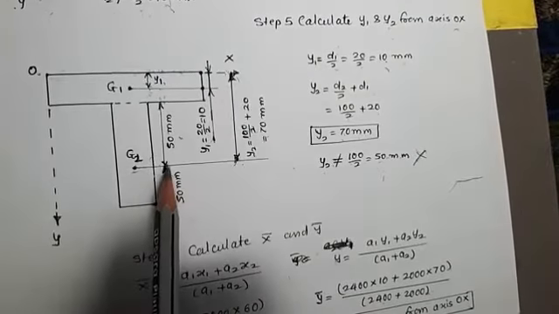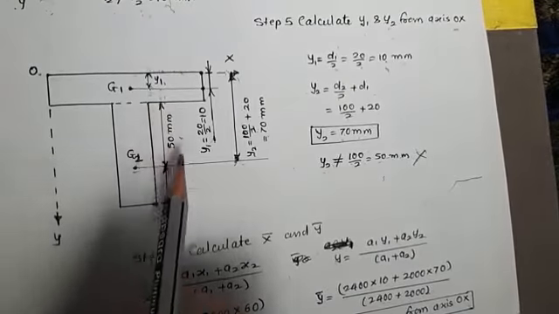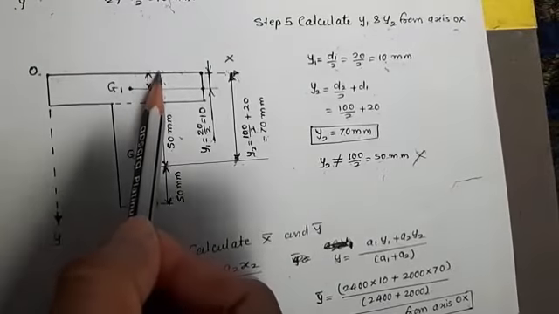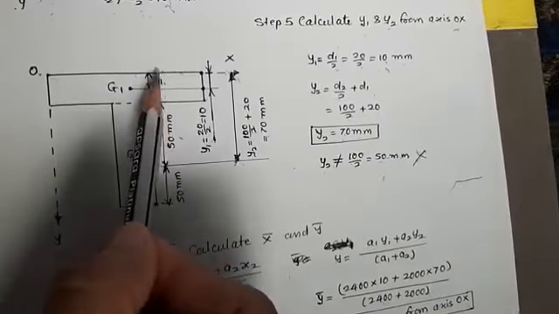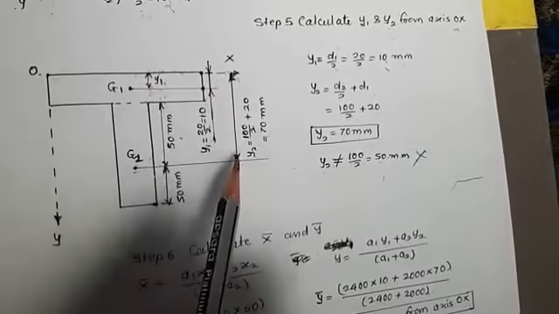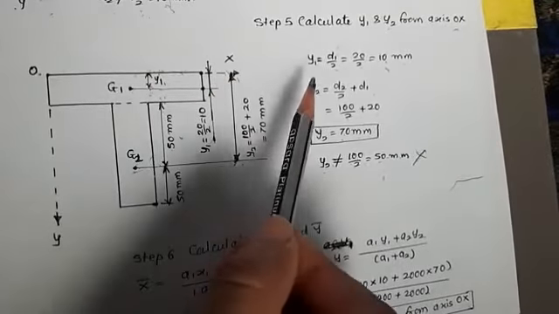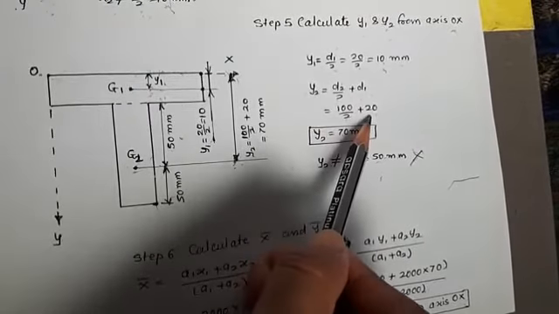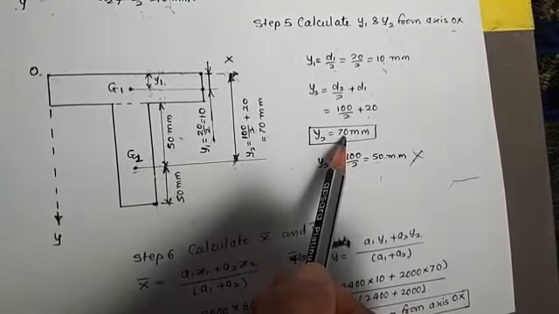Now from here up to the bottom of this flange, this is 100 by 2, that is 50 mm. Again we add this thickness, 20 mm. Then from here to here we get y2. So y2 will be D2 by 2 plus D1, that is 100 by 2 plus 20, that is 70 mm.